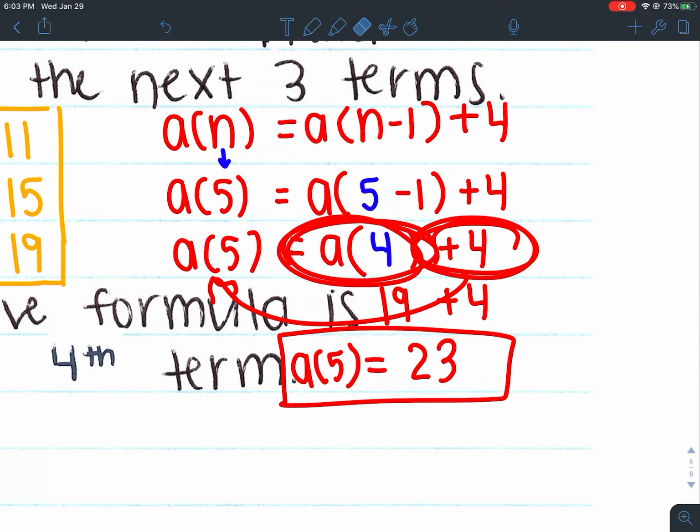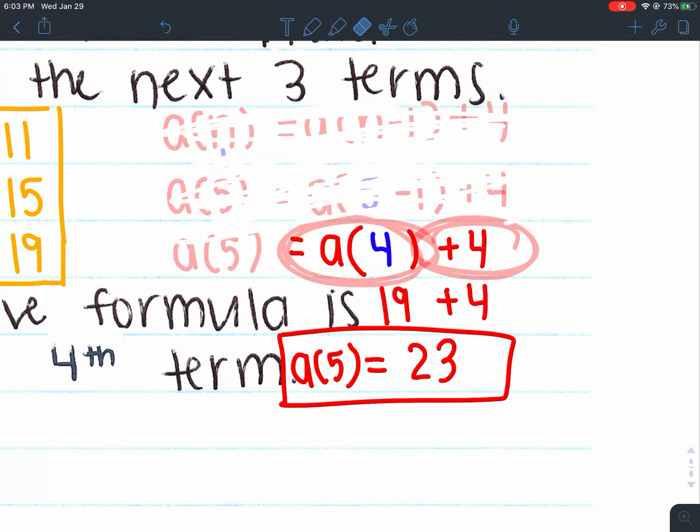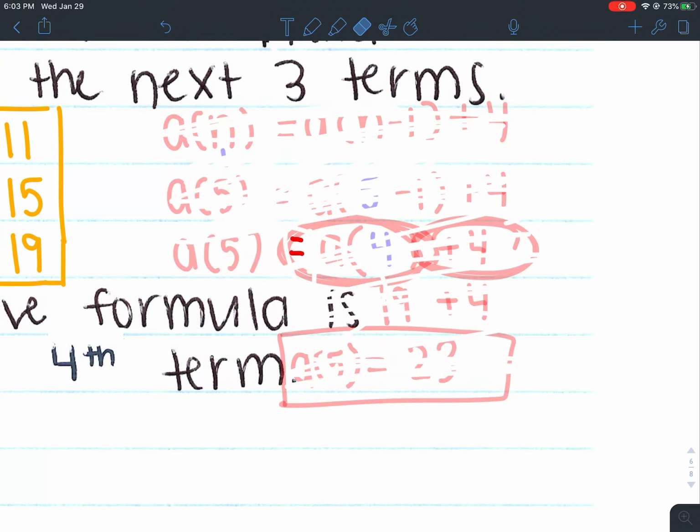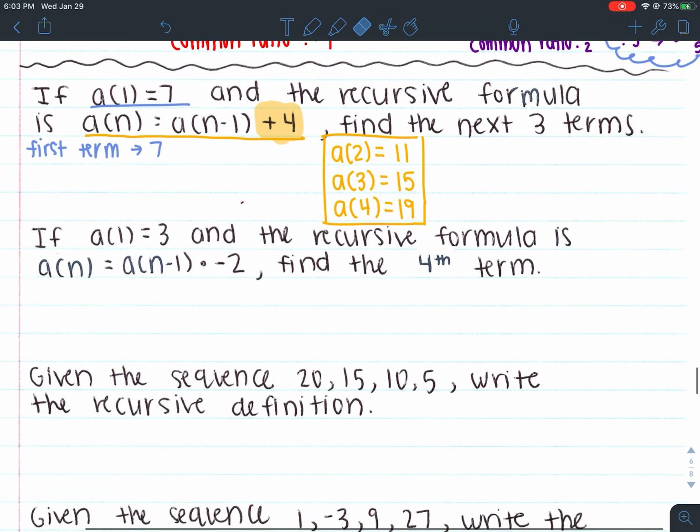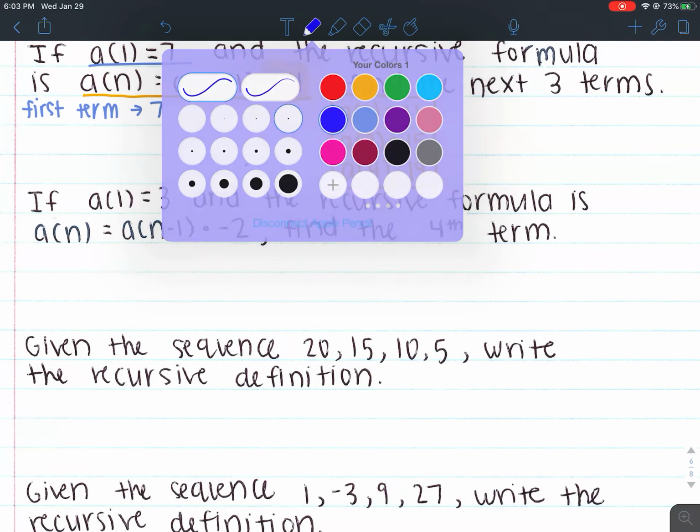If I wanted the 11th, I would take the previous, which was the 10th, and add 4 to it. So that's what the rule is saying you're doing here. Okay, again, that's just a side note. I don't expect you to use the formula that way, but I do expect you to interpret it.